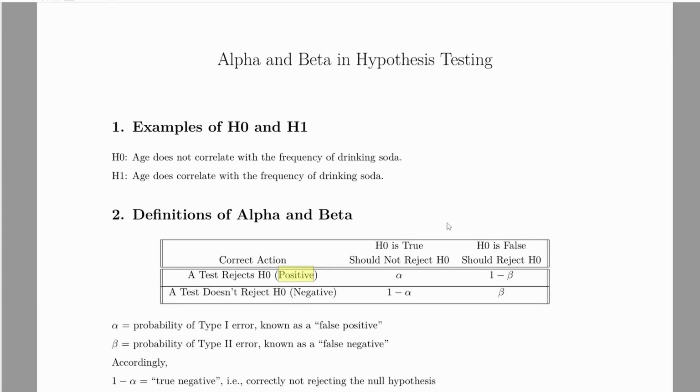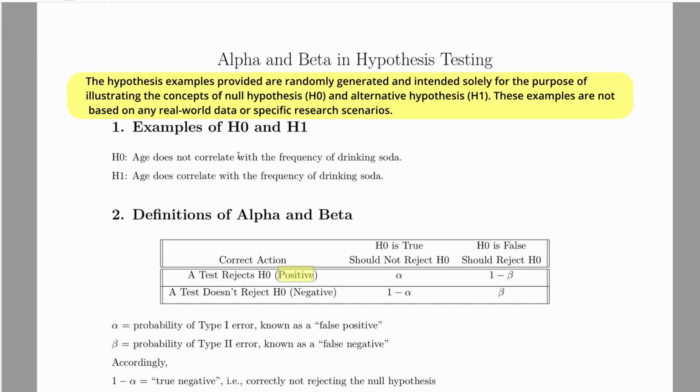In this very short video, I'm going to explain alpha and beta in hypothesis testing. Let's start with the hypothesis example. The null hypothesis, namely H0, is that age does not correlate with the frequency of drinking soda. In contrast, the alternative hypothesis is that age does correlate with the frequency of drinking soda.